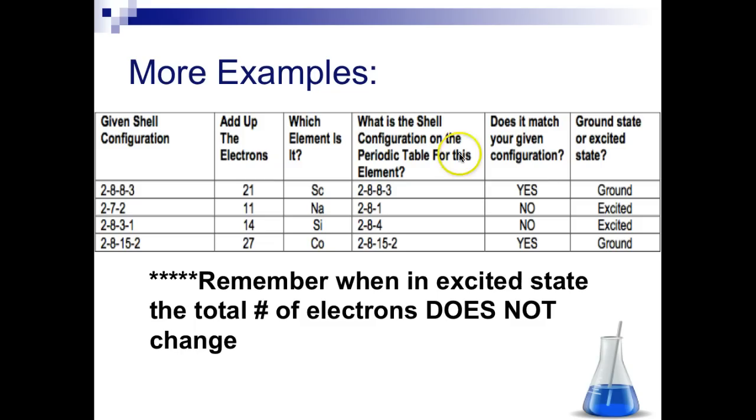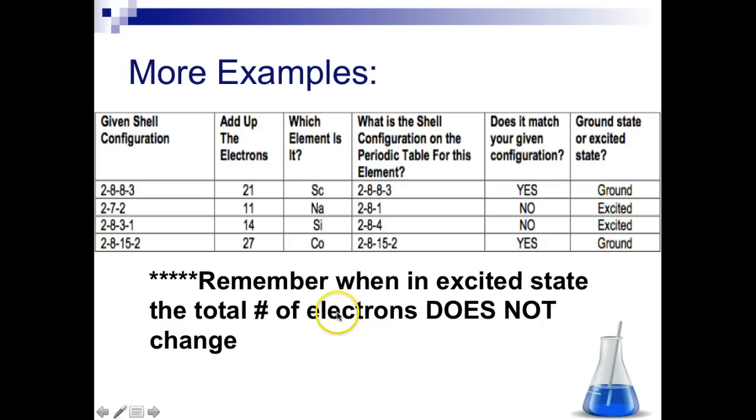When we look at more examples, if these were the given electron configurations, the electrons add up to 21, so that's scandium, Sc. The electron configuration on your periodic table says 2-8-8-3. Does this match what's on the periodic table? Yes, so it's the ground state. Here for sodium and silicon, we have two excited states because our given configuration in the problem does not match what's on the periodic table. So those are both going to be excited states.